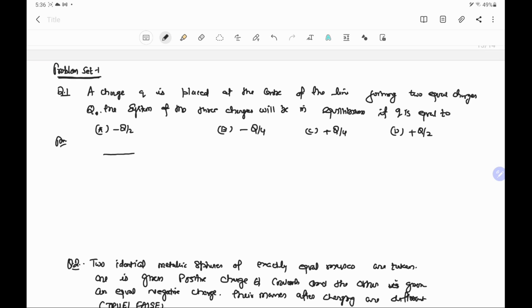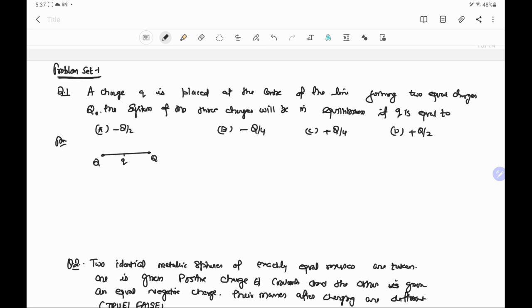As per the question, suppose these are the two charges Q, which are equal. A charge q is placed at the center of this line. Here we place a charge q. The system of the three charges will be in equilibrium if q is equal to. That means we have to find the value of charge q such that this system is in equilibrium. It means each of the charges should be in equilibrium. This implies that the force on each charge should be zero.